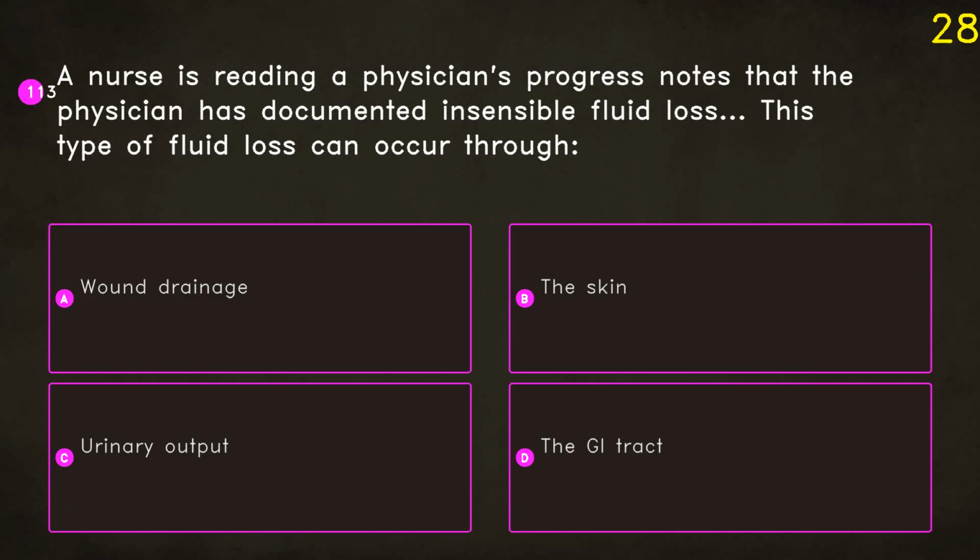Question 113. A nurse is reading a physician's progress notes in which the physician has documented insensible fluid loss. This type of fluid loss can occur through A. Wound drainage, B. The skin, C. Urinary output, D. The GI tract.